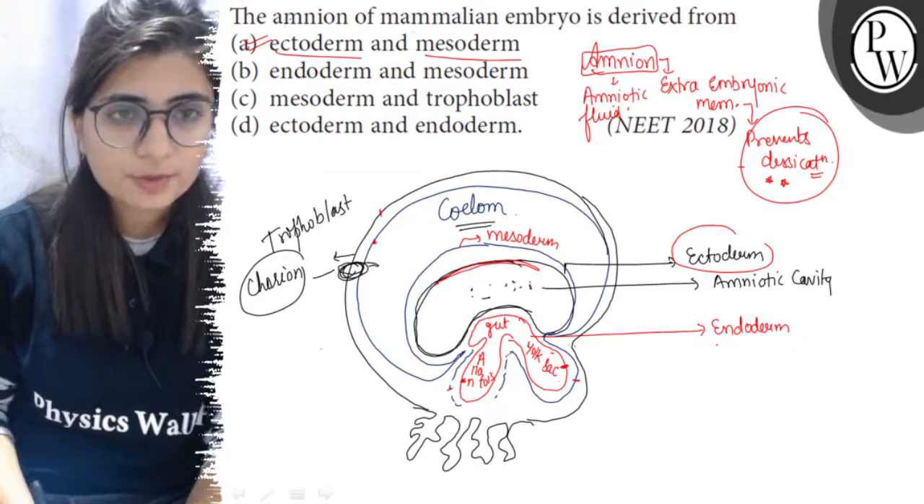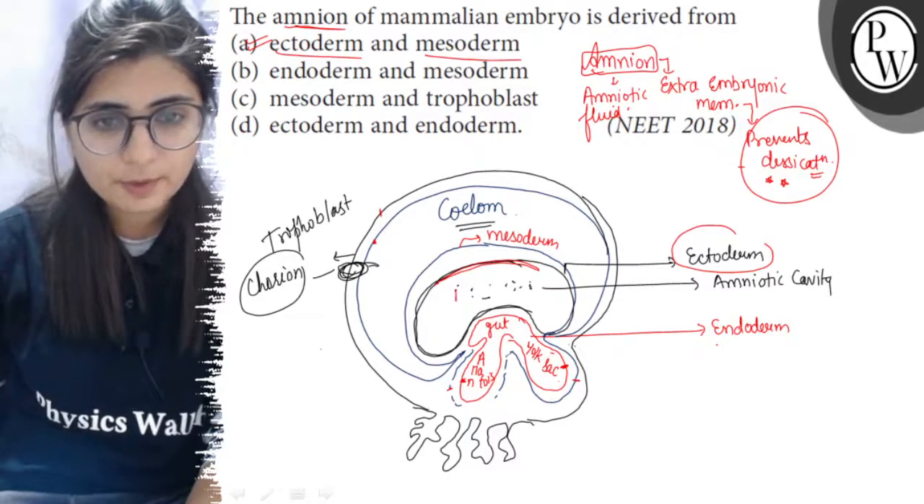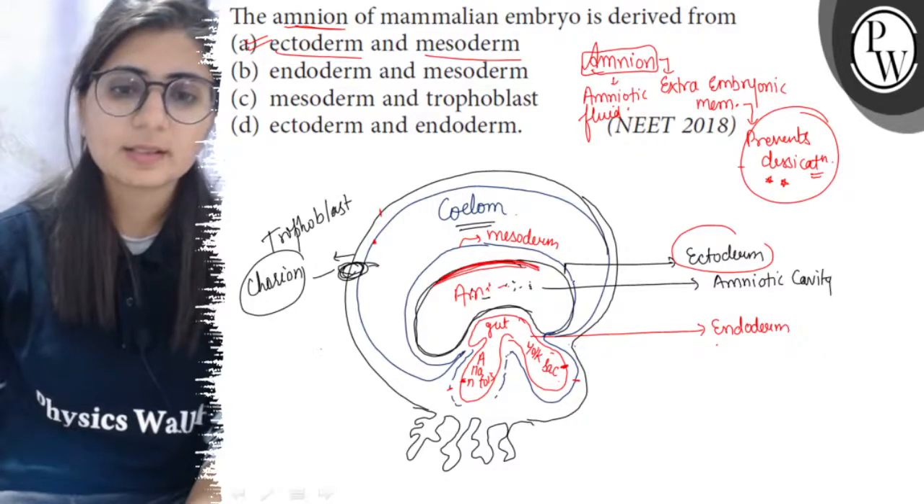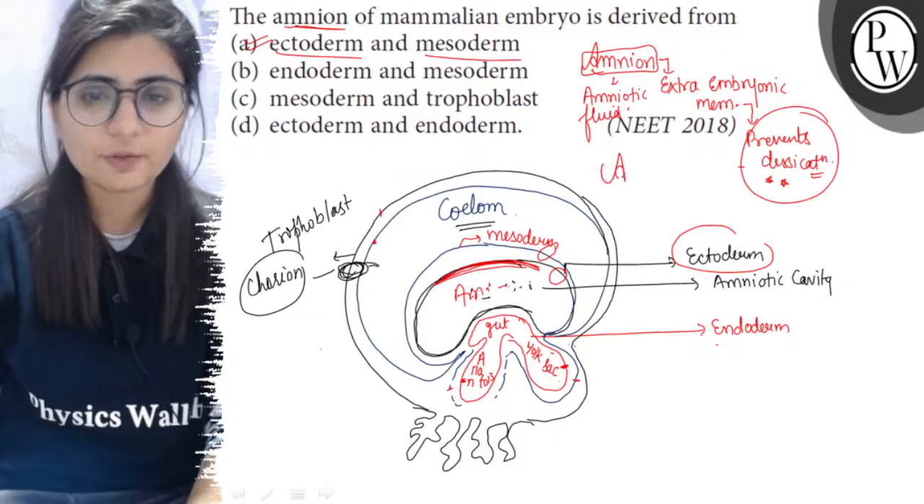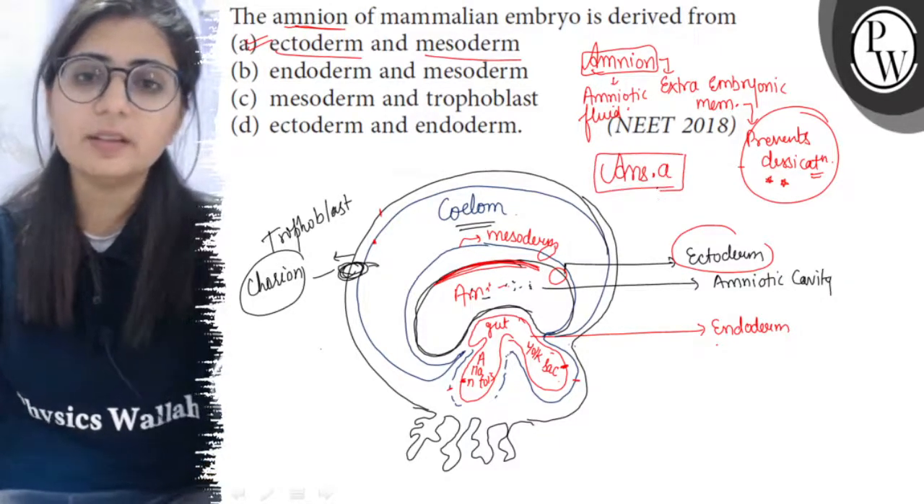So we have to choose the match with respect to amnion. So this one is the amnion, it is lined with the ectoderm and this is the mesoderm. So the right answer of this question is option A. I hope this explanation is very clear. All the best.